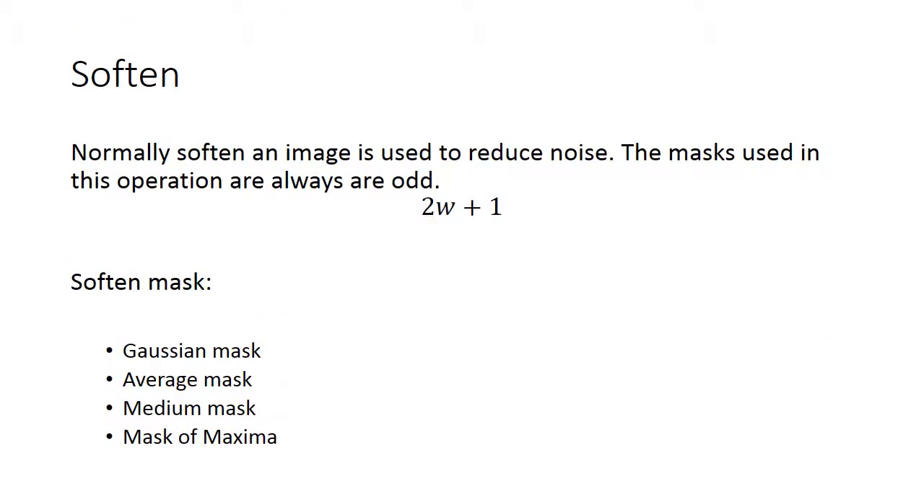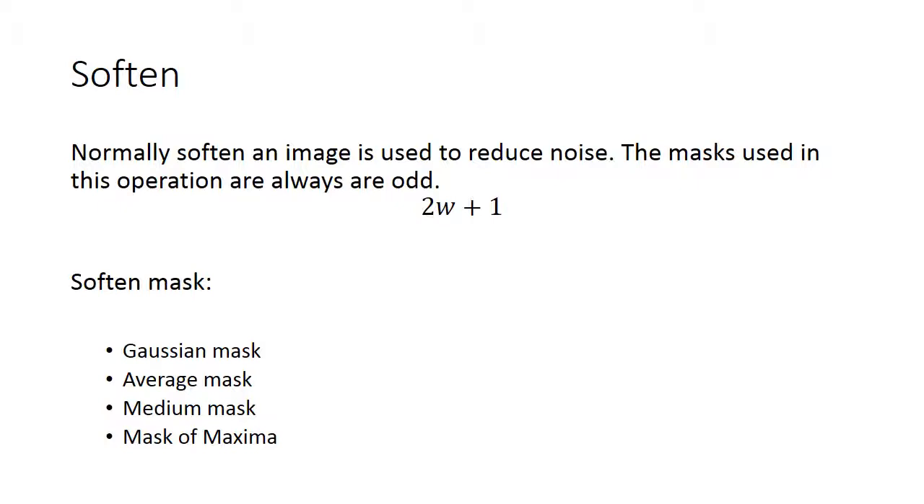Normally, softening an image is used to reduce the noise. The masks used in this operation are always odd, like we can see here, 2W plus 1, where W is the diameter of the object that we want to delete. The softened masks are used to lose the contrast. There are many kinds of these masks.